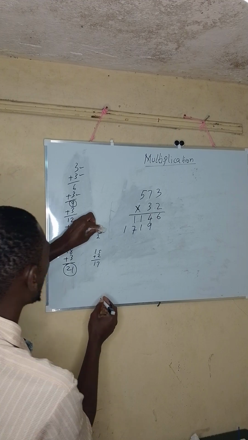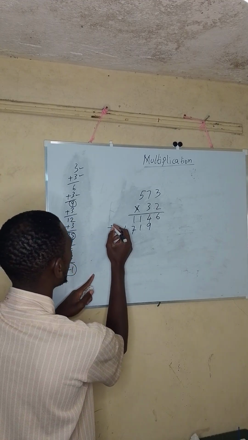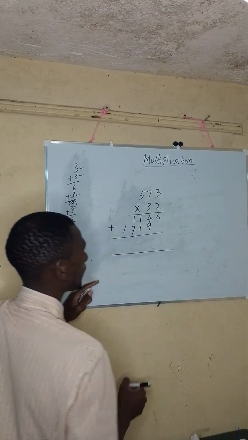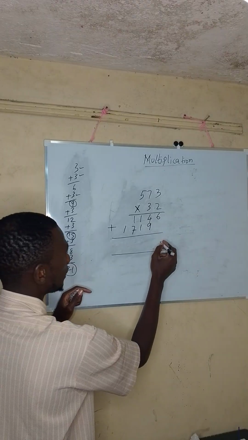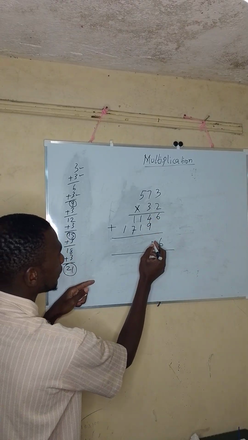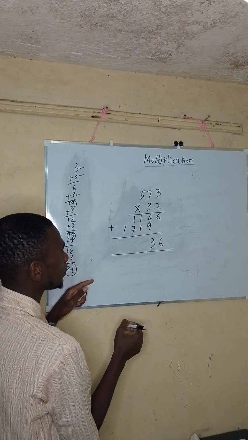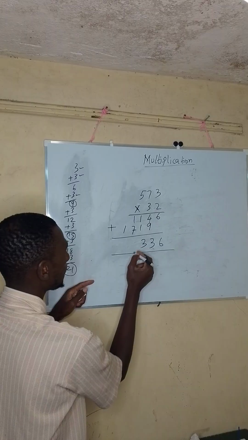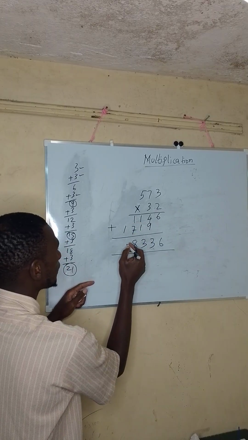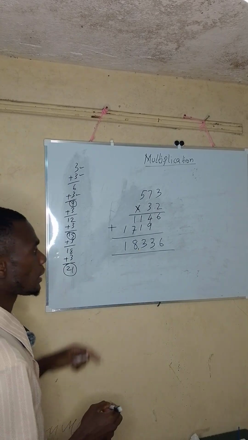Because that being the last number, you put the sign of addition here, then you underline, then you add these numbers. So 6 plus 0 here is 6, 4 plus 9 is 13. So you write 3, carry 1, 1 plus that 1, 2, 2 plus 1, 3. 1 plus 7 is 8. Then that is 0 plus 1, 1. So you have a total of 18,336.